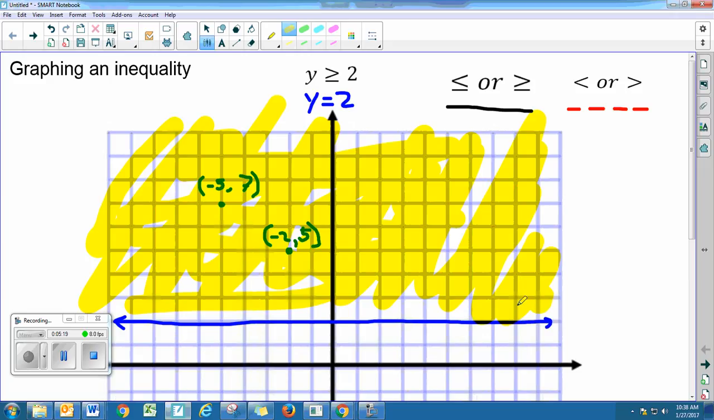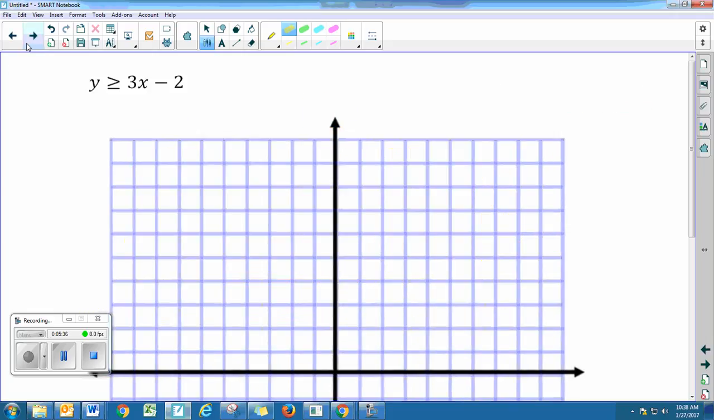Everything on that line and above are points that fulfill y is greater than or equal to 2. So that's how I graph an inequality. Let's graph an inequality where we have an x and a y. So here is an inequality where y is greater than or equal to 3x minus 2.